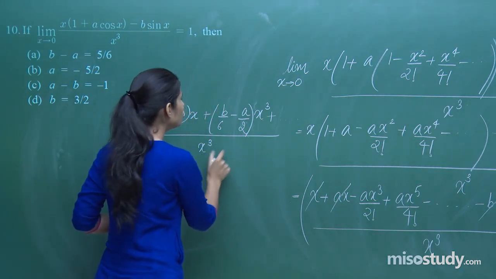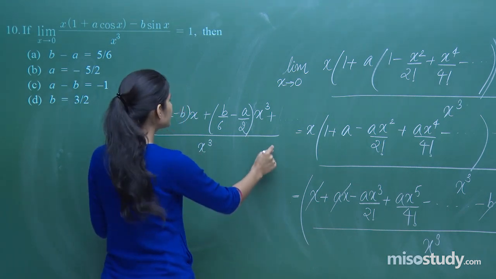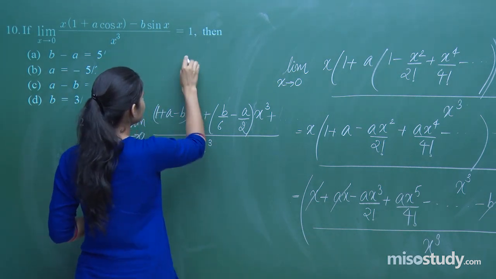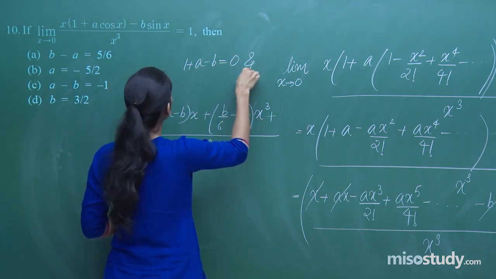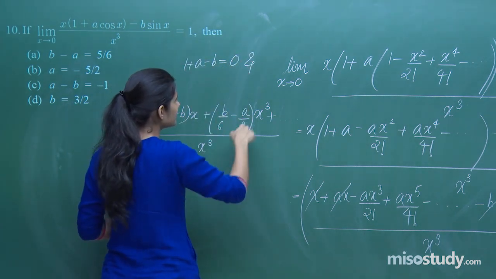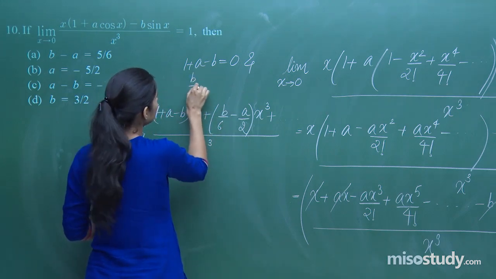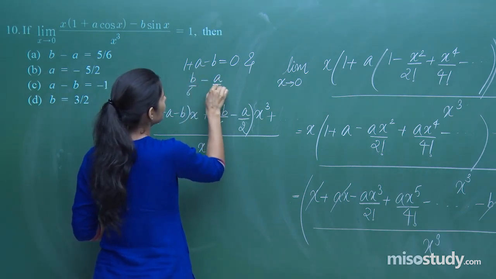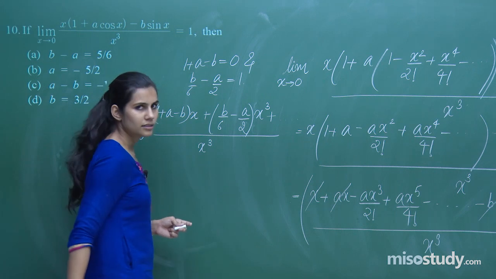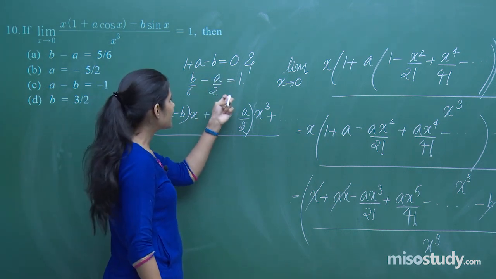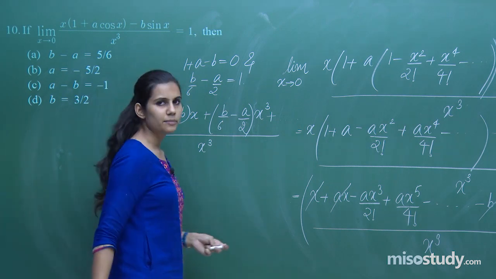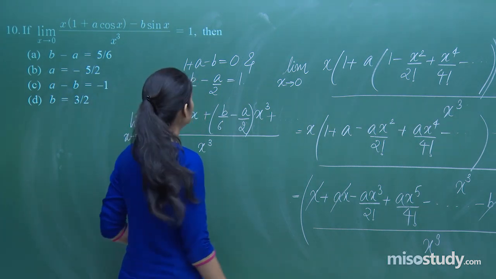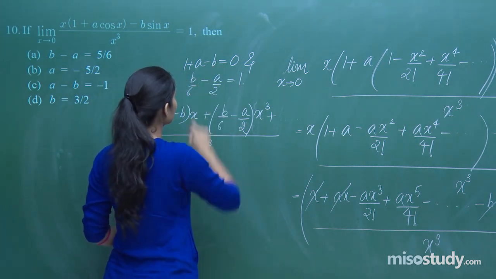So till x cube I need the expressions. If this limit is finite, 1 plus a minus b will have to be 0, and because this limit is 1, this expression b by 6 minus a by 2 will have to be 1. This has to be 0 and this has to be 1, only then can this limit be finite first of all, and equal to 1 second of all. So from here you are getting that b is 1 plus a.